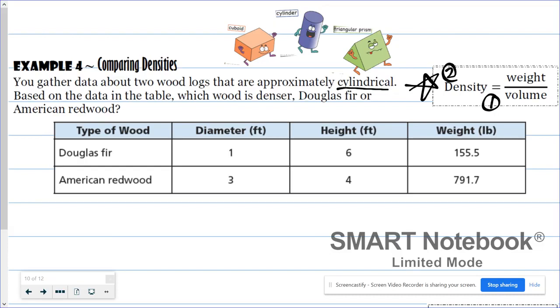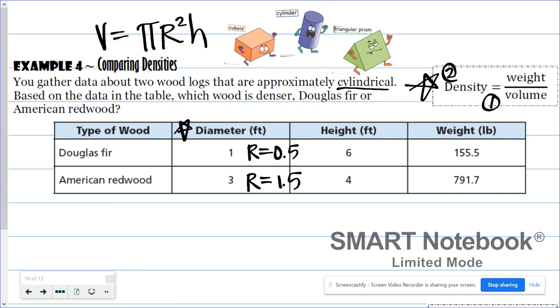So the Douglas fir has a diameter of 1 foot. Notice this is not the radius. So its radius would actually be 0.5 feet. Likewise, the radius for the redwood would be half of 3, so 1.5. So make sure you're using the radius, because remember, volume is equal to pi r squared h. So you do need to know the radius. The diameter is twice the radius.